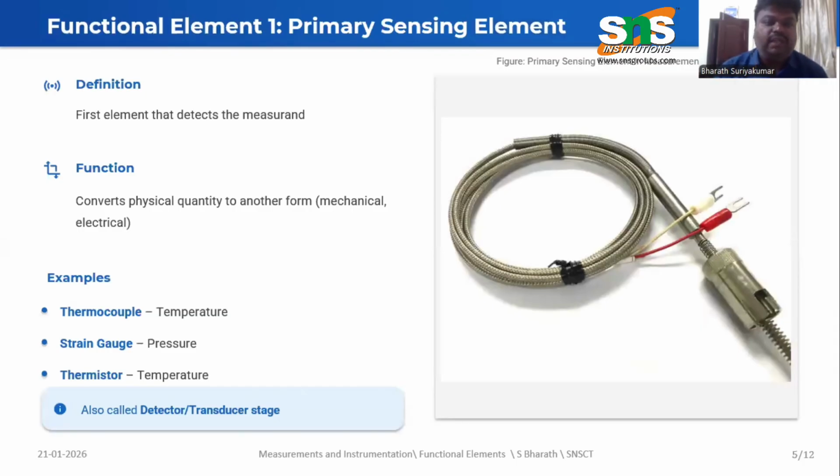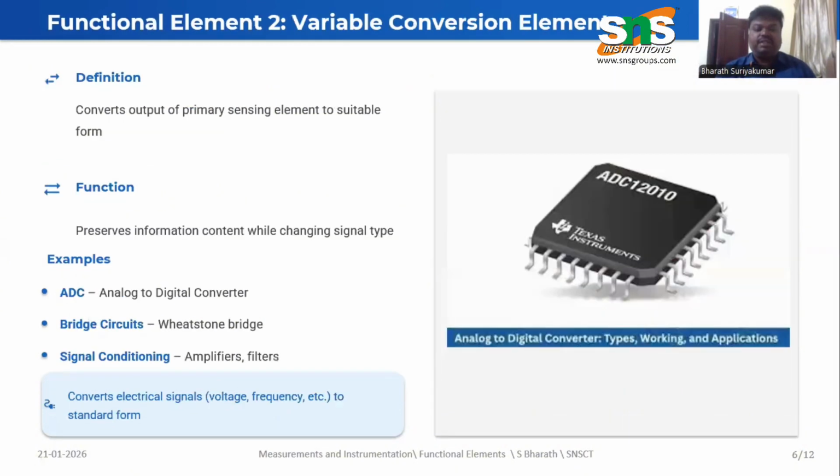Functional elements. The first element detects or measures and converts the physical quantity to another form. As we already know, the figure represents some sensing element. So mostly the sensors are responsible for this type of operation. What are the functions? It physically converts the quantity from its original form to the form which is required by us. Examples: temperature, thermocouples; pressure, strain gauge; temperature, thermistors. They are also called detector or transducer stage.